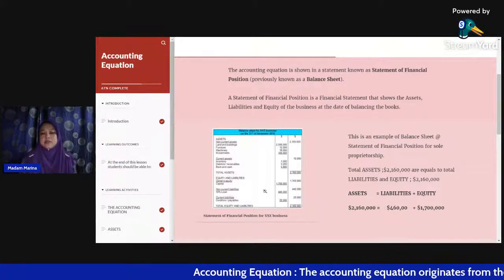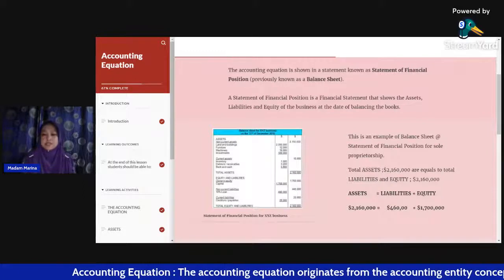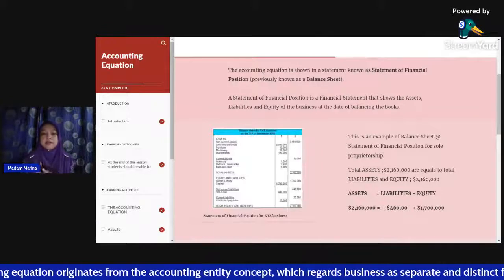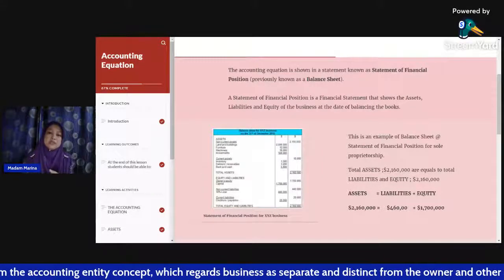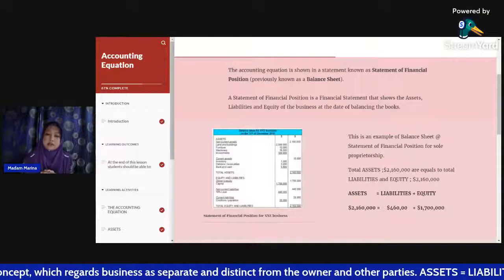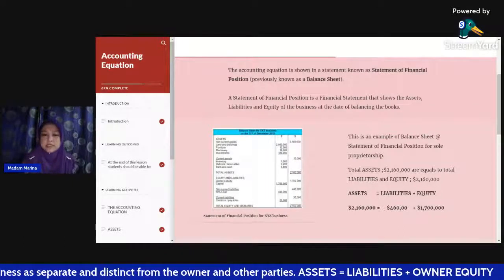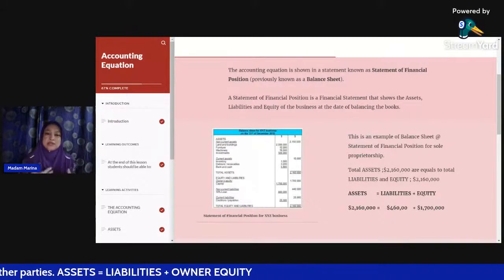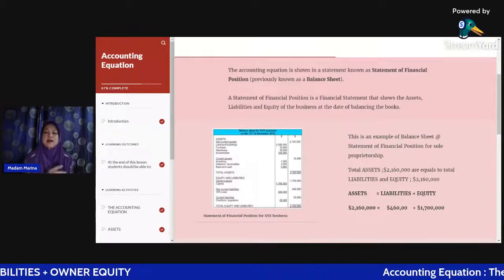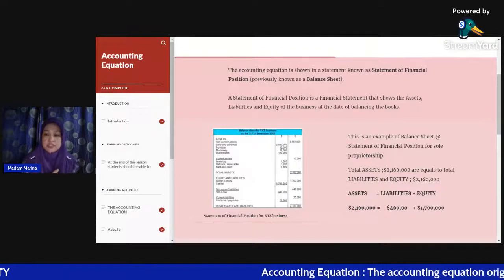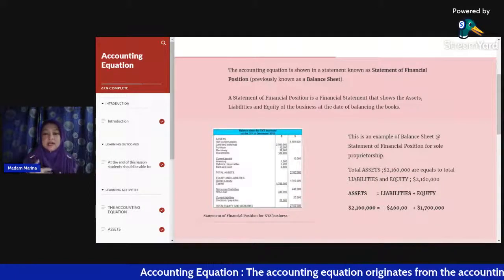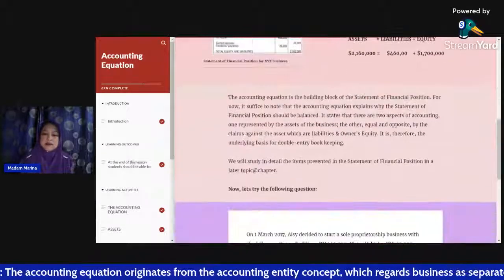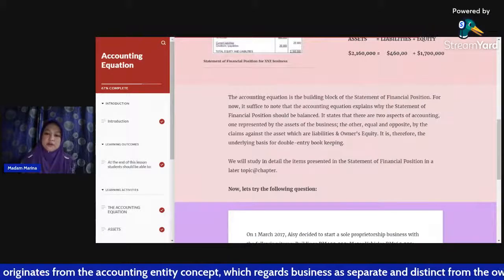That is the relationship between the balance sheet layout and the accounting equation. Actually, the balance sheet is now called the statement of financial position, and was previously known as the balance sheet. Okay, SOFP. In relation to the accounting equation, the statement of financial position is actually explaining in detail the accounting equation of the business. So the accounting equation is the building block of the statement of financial position.